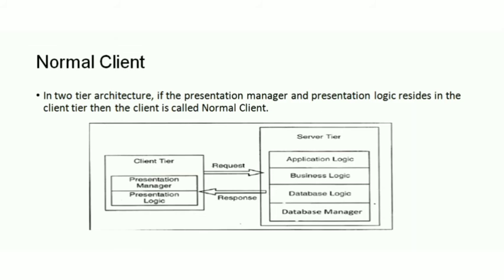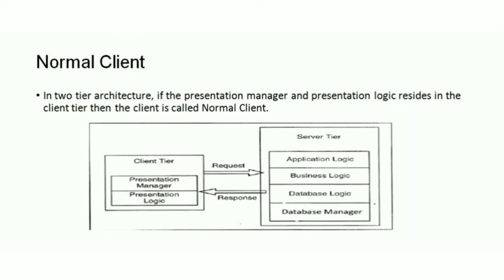So there are three types of client in two-tier architecture, multi-tier architecture or n-tier architecture: the thick client, thin client and normal client. Thick client has only presentation manager part, while the thin client has a presentation manager, presentation logic and application logic part, while the normal client has presentation manager and presentation logic in the client tier part.